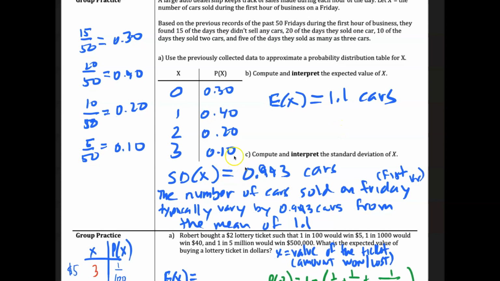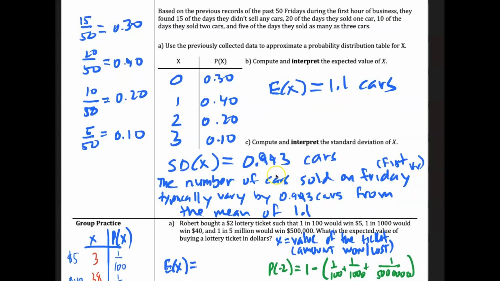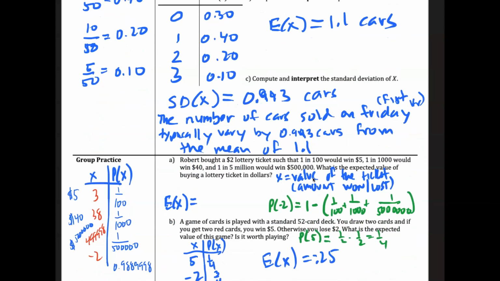And then you can, again, using technology, get the standard deviation. And then the interpretation, 0.943 cars. Again, it's an unusual number, less than 1. So the number of cars sold on Friday typically vary by 0.943 cars from the mean. So still, if that's almost a 1, I would say between 0 and 2 cars. That's what we would expect most to be. Again, really just simplifying the idea of standard deviation with that.